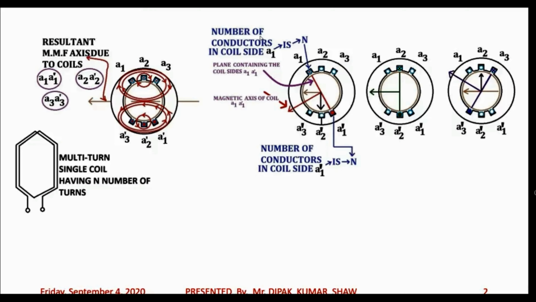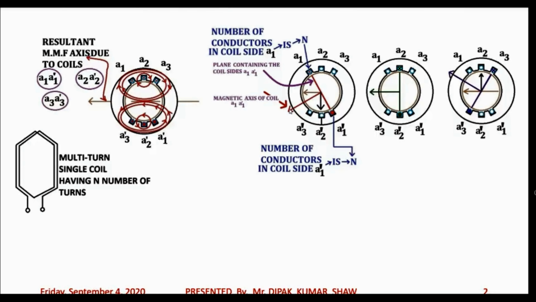So you please follow the mouse pointer. You may find that this is the plane which is containing the coil side A1 A1 dash. Now coil side A1 is indicated to carry cross current and coil side A1 dash is indicated to carry dot current. So now if you apply the right hand grip rule, you will find that the magnetic axis of the coil A1 A1 dash is acting along this direction, which is indicated by this red arrow. So this is the magnetic axis of the coil A1 A1 dash.